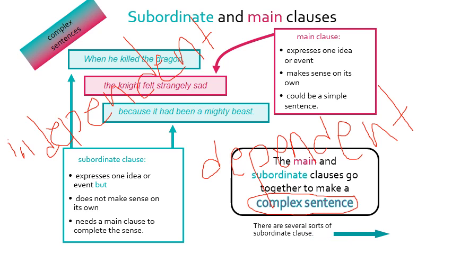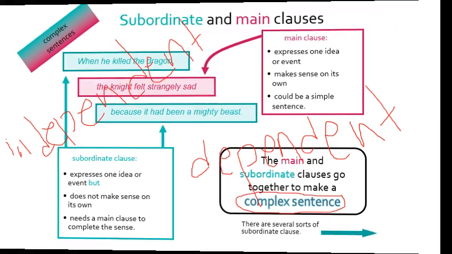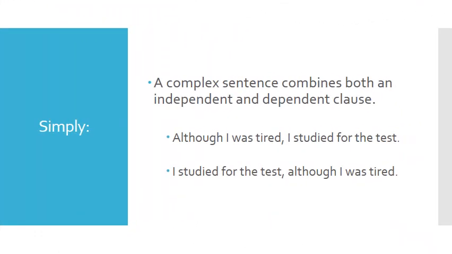So there are several sorts of subordinate clauses. Okay, simply we repeat, a complex sentence combines both an independent and a dependent clause. How? We're going to take some examples now.